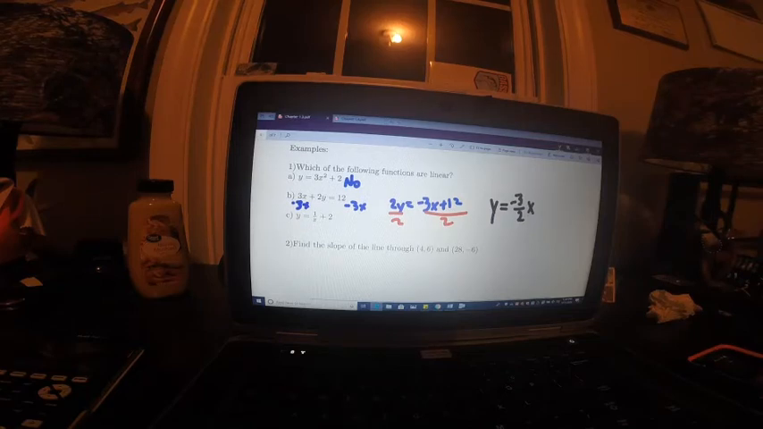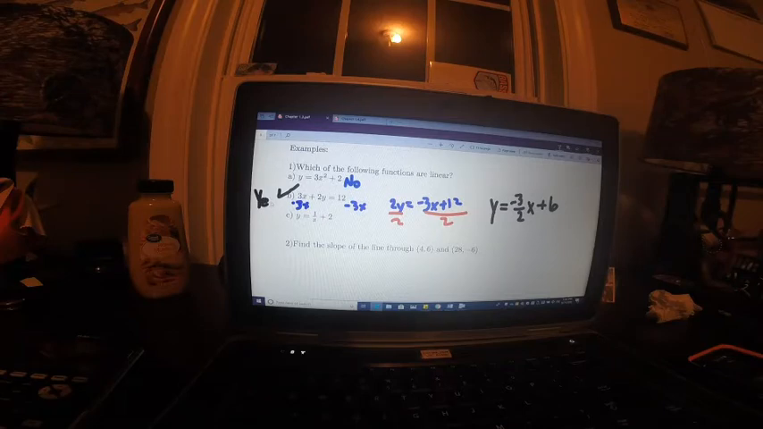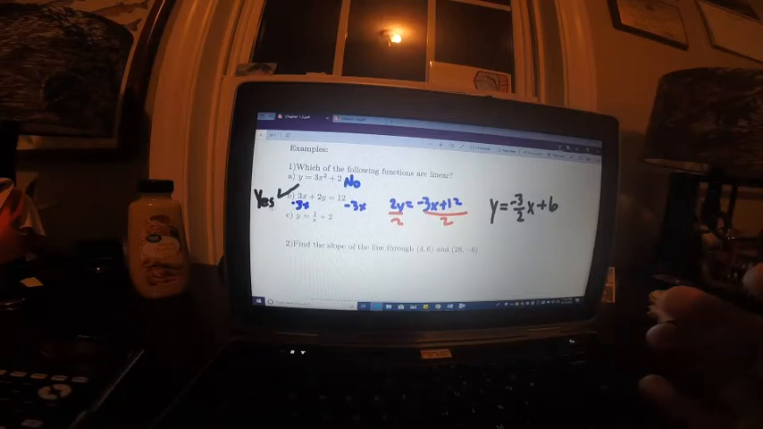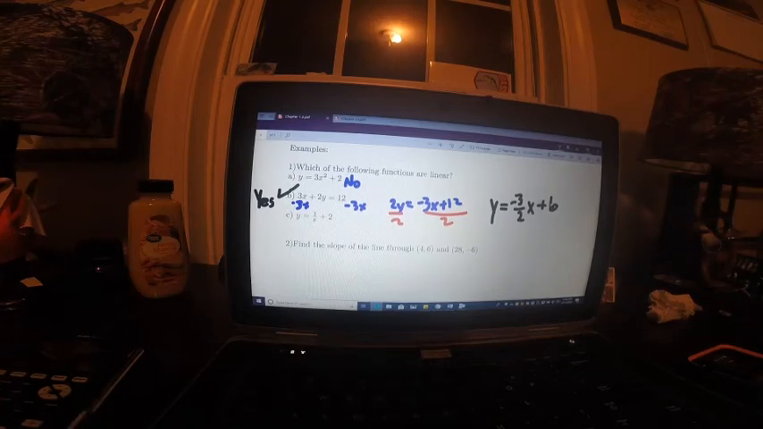And 12 divided by 2 is 6, so plus 6. That is most definitely a linear function. So you can put a check, you can put yes, B is a linear function, and you should be good to go on that one. Because it has a slope here, there's no exponent on the x or anything, the x isn't in the denominator or anything crazy, and it's got a constant at the end.